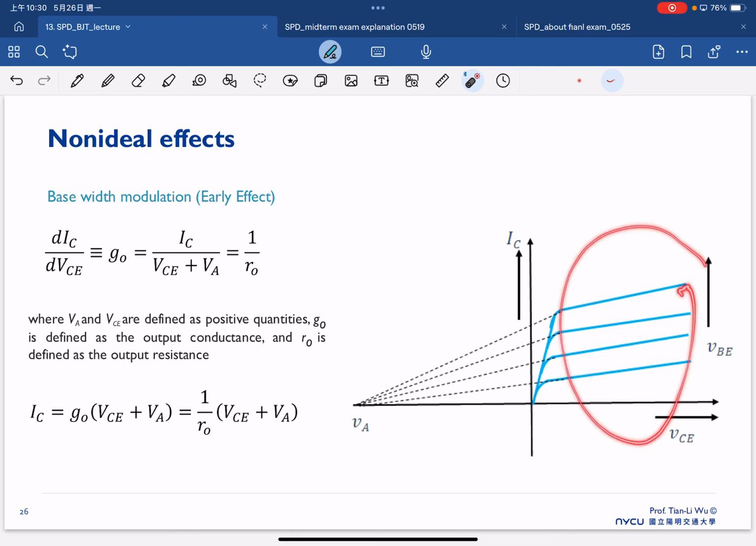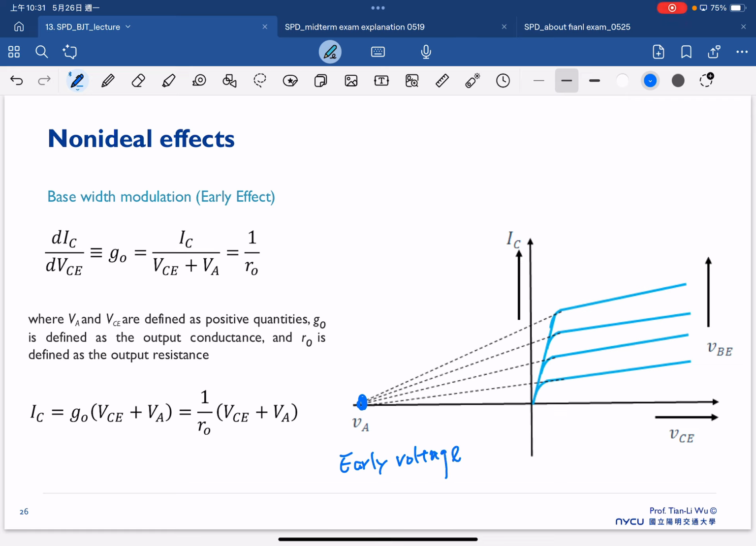And then we can also try to do the linear extrapolation. Then we have this VA, which is our early voltage, as shown here. So that's our early voltage shown here. This is very similar to our channel length modulation in the MOSFET. Because in the MOSFET also, once our channel length decreases, we also see the similar ID-VD curve increase.